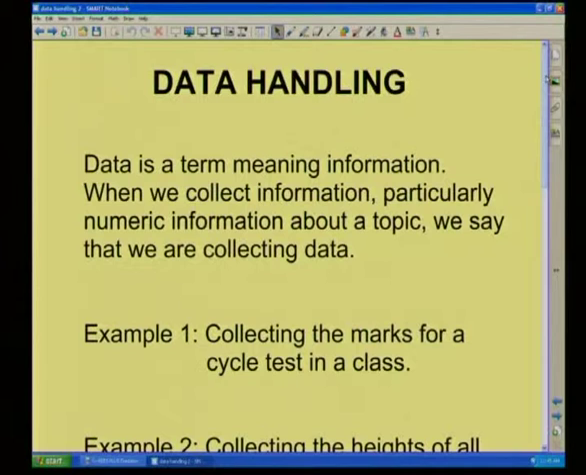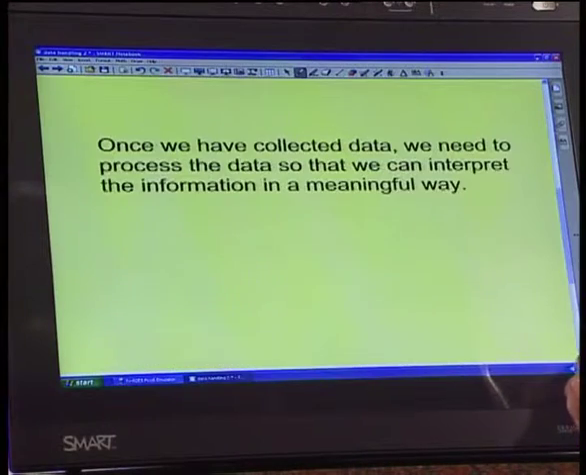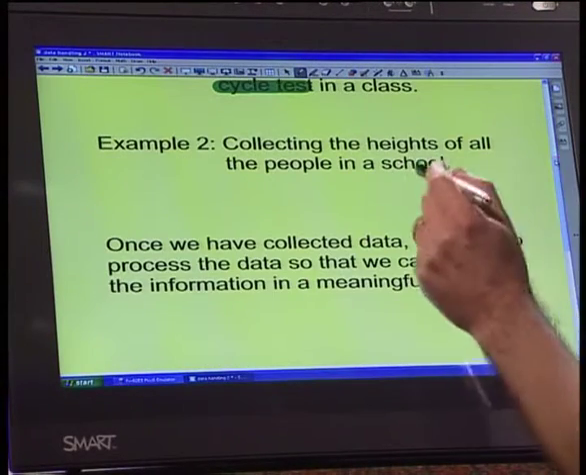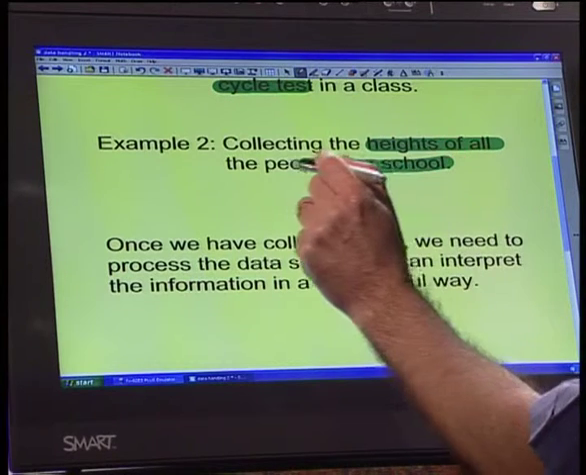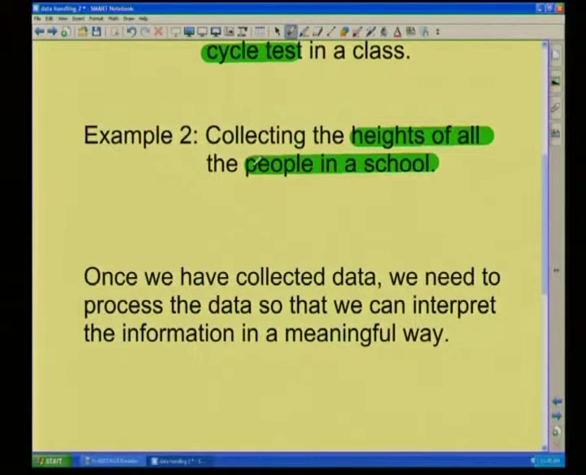Remember from our last lesson that data was information that we collected. When we collect the information, particularly numeric information, about a topic, we say we're collecting data. Again, we had some examples last time, collecting cycle test marks in a classroom, or perhaps collecting the heights of all the people in a school. Once we have collected the data, we'll need to process that data so that we can interpret the information in a meaningful way.